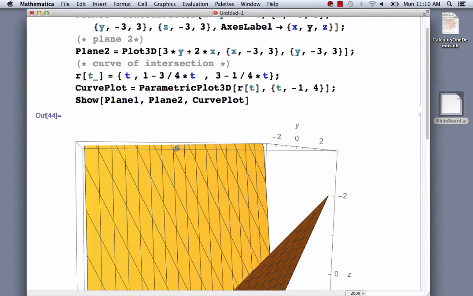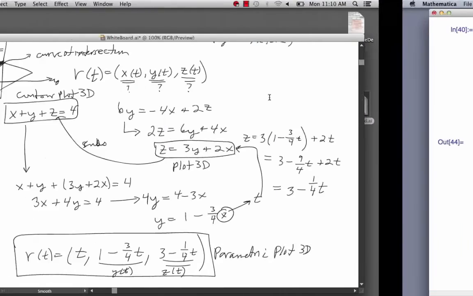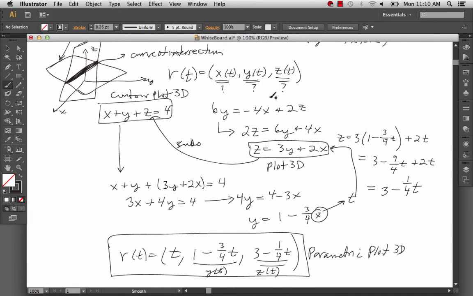I do want to stress here that this curve is not the only curve you could have obtained. This is not a unique answer. Each of us could get something different by going back to your computations. For example, you could have taken this and just solved for y. Then you would have found y in terms of x and z, and then you would have plugged y into this equation.